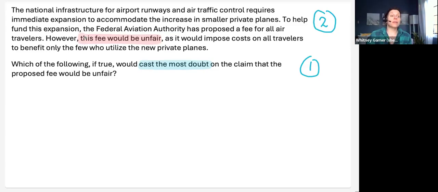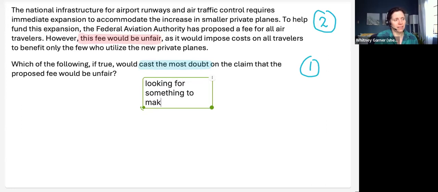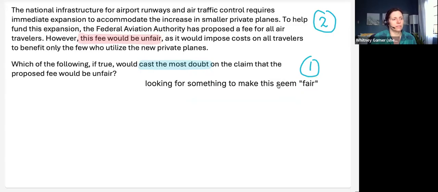But as I move to step 3, which is pause and state the goal, I'm supposed to cast doubt on this claim that it's unfair. So what does that mean? I'd like to find a way to show that it does seem fair, right? So I want to mentally prep that I'm looking for an answer to make this seem a little more fair. Like maybe it is fair. Maybe it is okay.